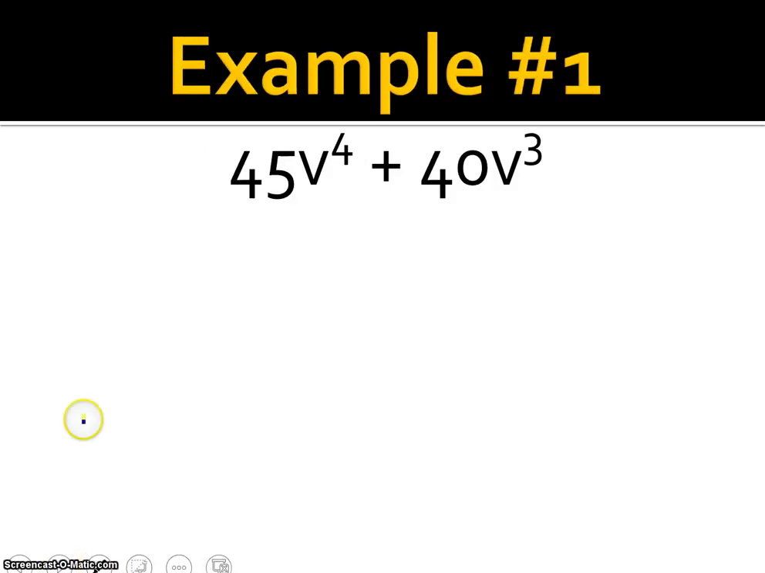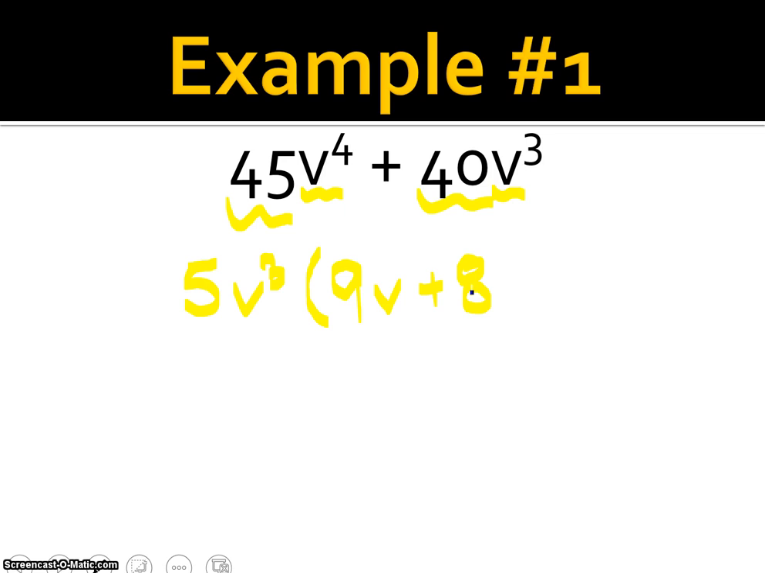So for our first example, we are going to take out the greatest common factor between 45 and 40. This would be 5. And then when I'm looking at my variables, I want to take out the common variable, the common letter, which would be v, and the lowest exponent between those, which would be 3. So then I say 45 divided by 5 is 9, and I'm going to subtract my exponents instead of add. So 4 minus 3 is just 1. Then 40 divided by 5 is 8. And when I subtract my exponents, 3 minus 3 is 0.